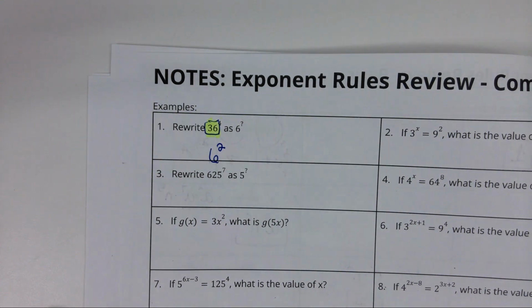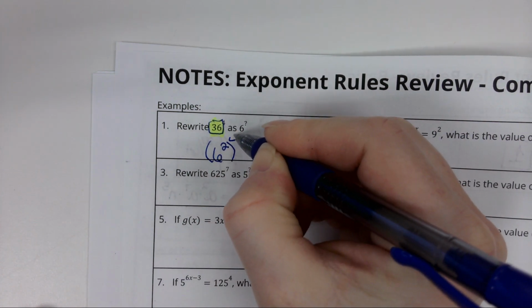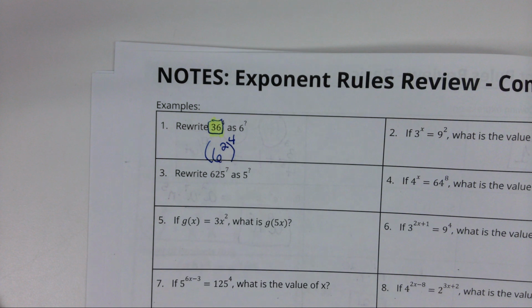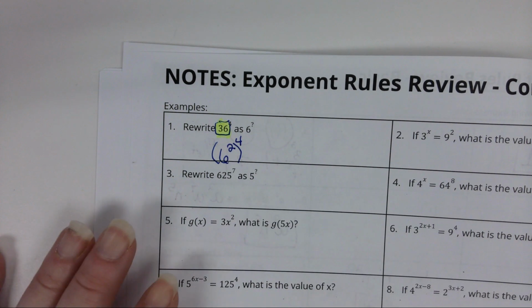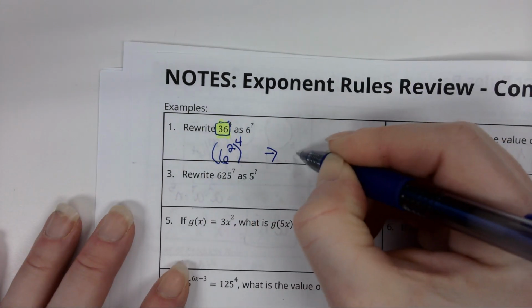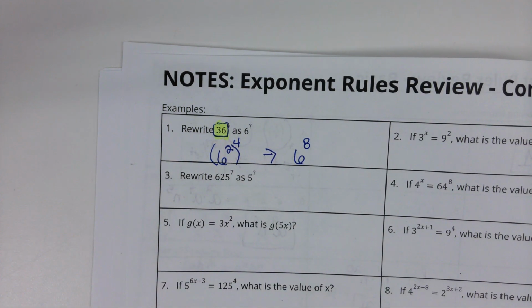But what was 36 raised to? What power? The fourth. So now I have 6 squared to the fourth. That's the kind of thing we're doing today. Are you following what I'm doing? Okay. And now we use our exponent rule from last week. How could you simplify this? That would be 6 to what power? 6 to the 8th. Okay. Yep, we're going to go nice and slow today. All right. Let's look at the next one.